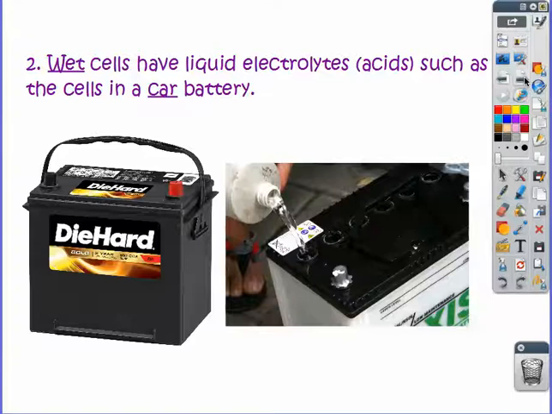Now, cells come in one of 2 fashions. There are liquid cells, and these contain literally a liquid inside, liquid electrolytes. Electrolytes really means acids or salts. This is typically sulfuric acid. These are what you'd find in a car battery or a battery for a boat or a motorcycle. We don't see a lot of these, and most of the time they already come filled with their liquid and sealed, and you can't do anything with them anymore.